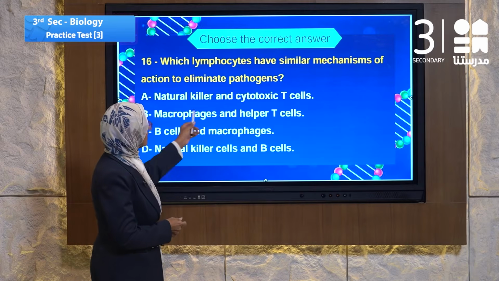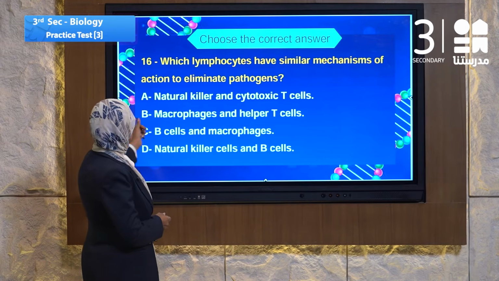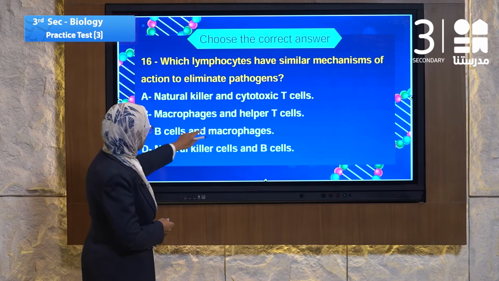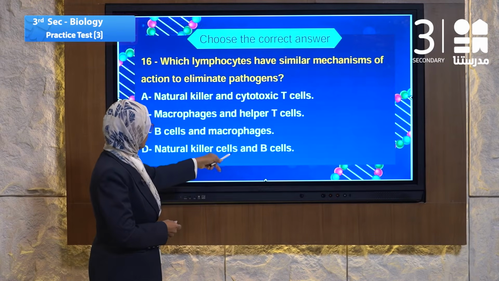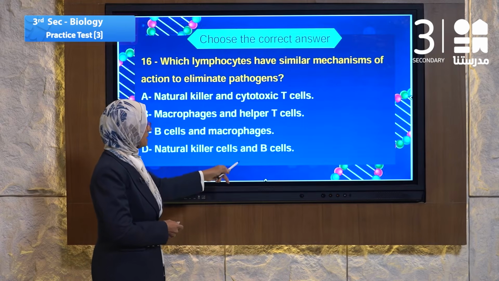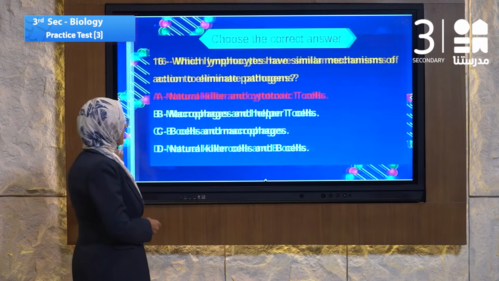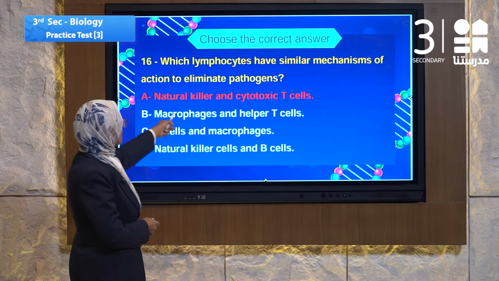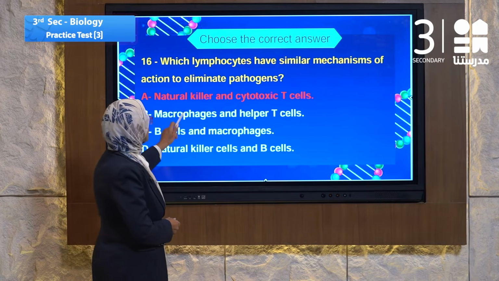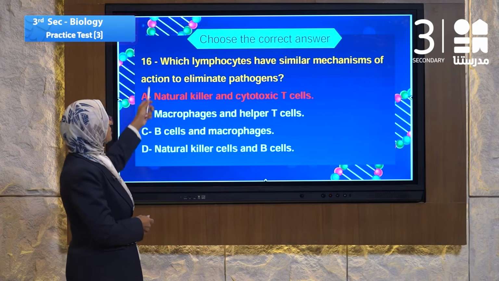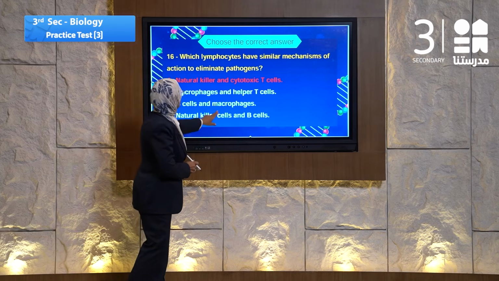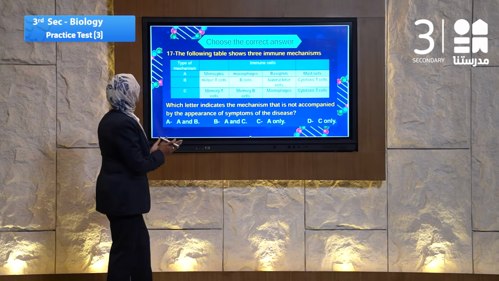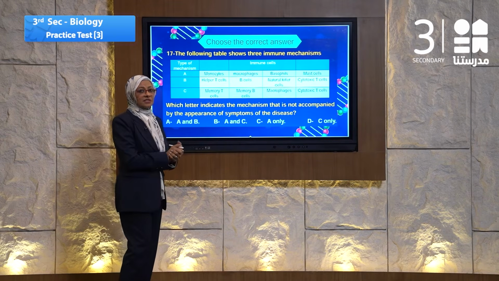Natural killer and cytotoxic T cell, macrophage and helper T cell, B cells and macrophage, natural killer cells and B cells. The answer is natural killer and cytotoxic T cells. They are responsible for this mechanism, a similar action to eliminate pathogens. Let's go to question number 17.